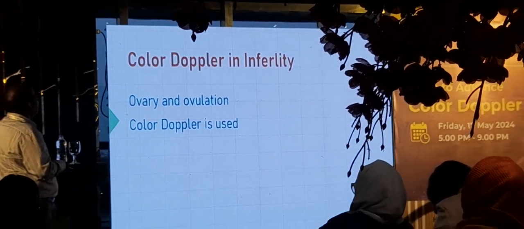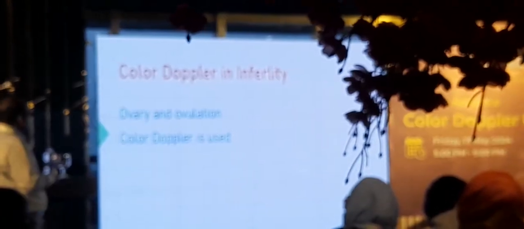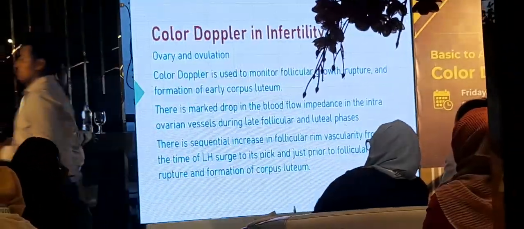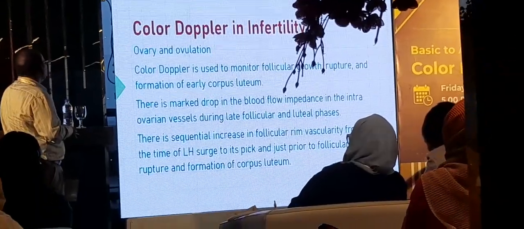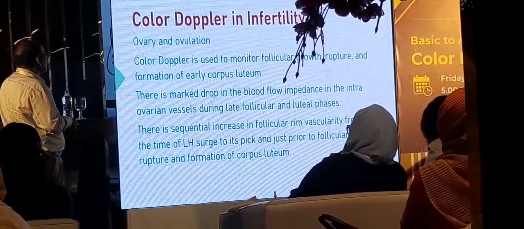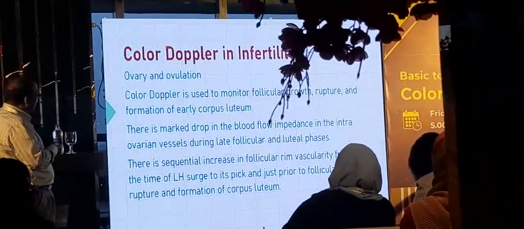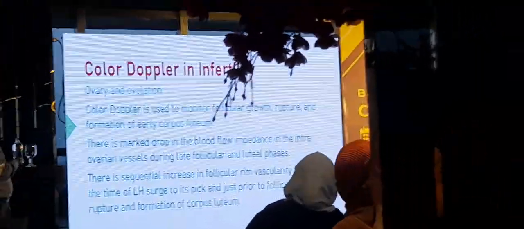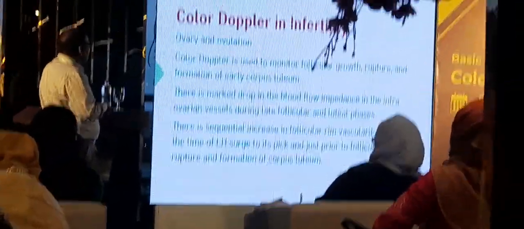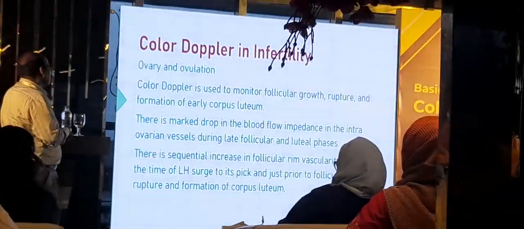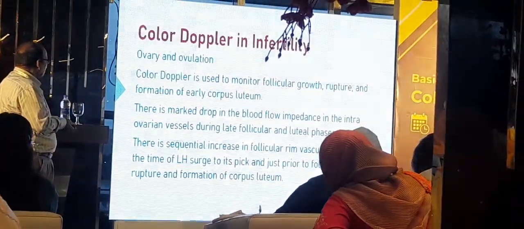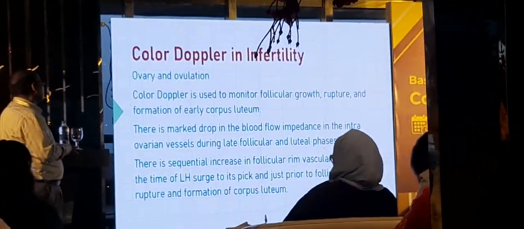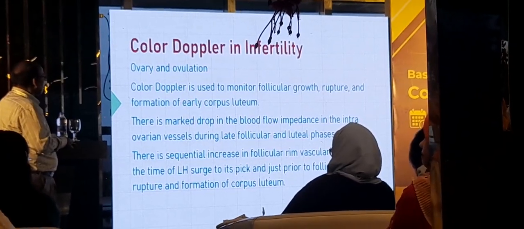Color Doppler in infertility, ovulation. Color Doppler is used to monitor the follicular growth, rupture, and formation of early corpus luteum. There is marked drop in the blood flow impedance in the intra-ovarian vessels during late follicular and luteal phase. There is sequential increase in follicular ring vascularity from the time of luteinizing surge to its peak just prior to follicular rupture and formation of the corpus luteum.